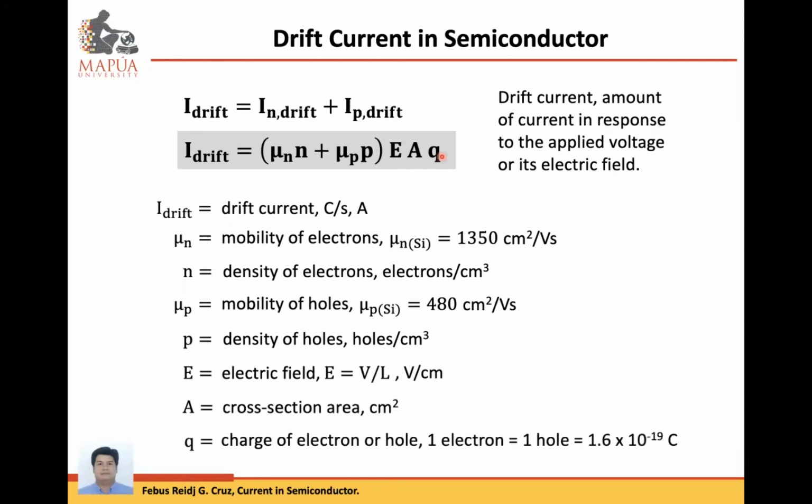All right, so take note of the constants. If not provided, the mobility of electrons is 1,350 square centimeter per volt second, and the hole mobility is 480 square centimeter per volt second.